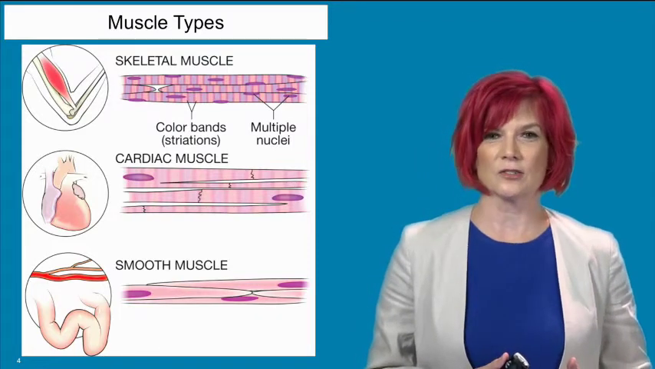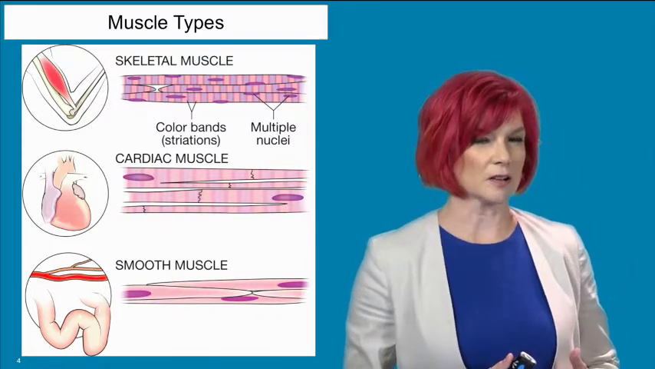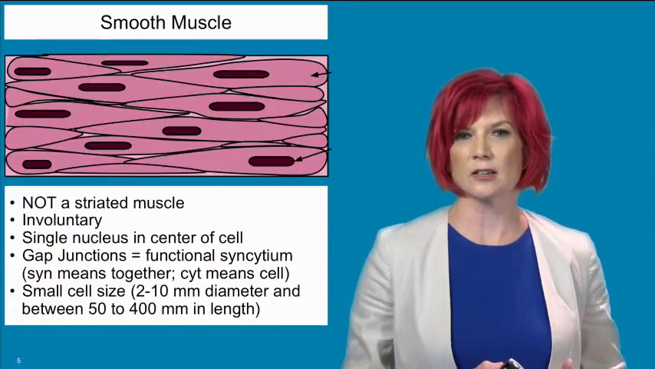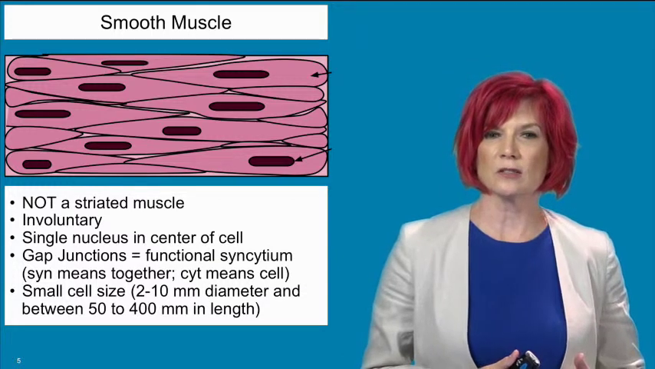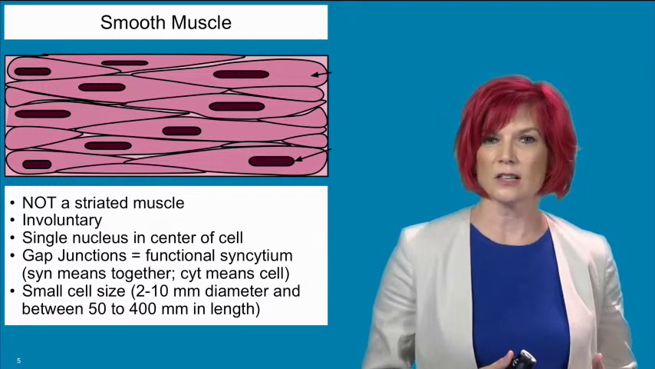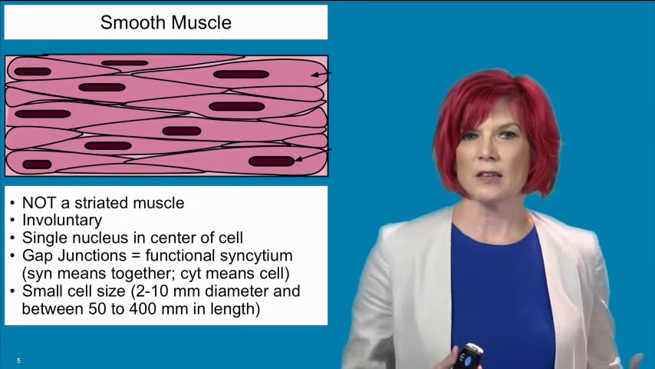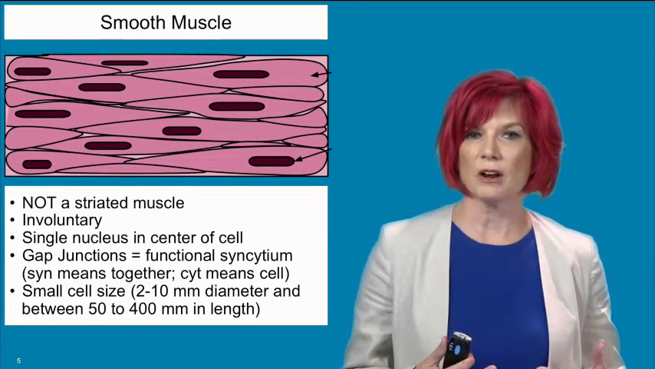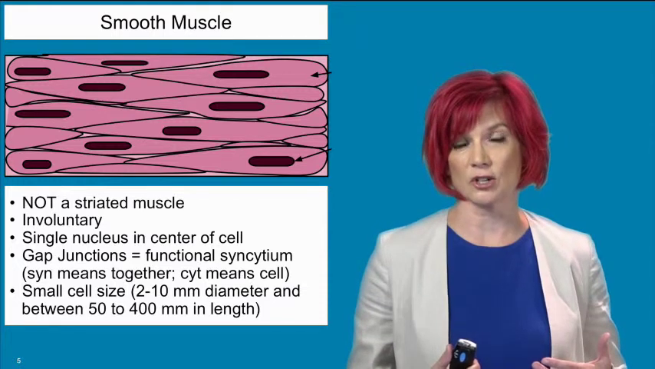Broadly speaking, there's skeletal muscle, cardiac muscle, and smooth muscle, and they have different properties. Let's take a closer look. So smooth muscle cells are individual muscle cells that act as a syncytium. That means that the smooth muscles can communicate with one another by virtue of structures called gap junctions.